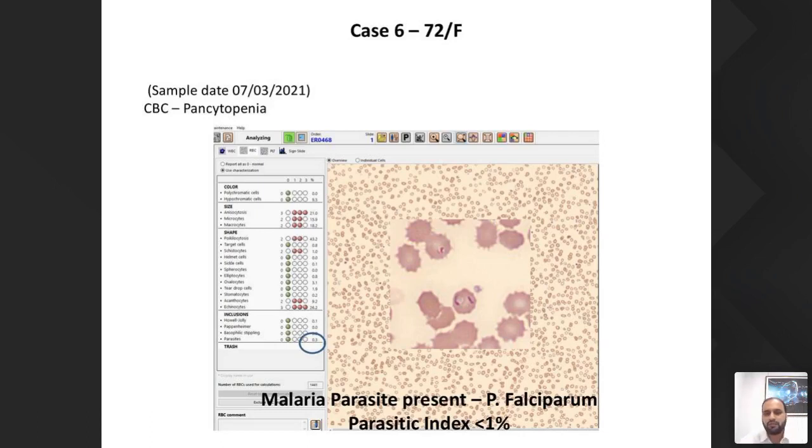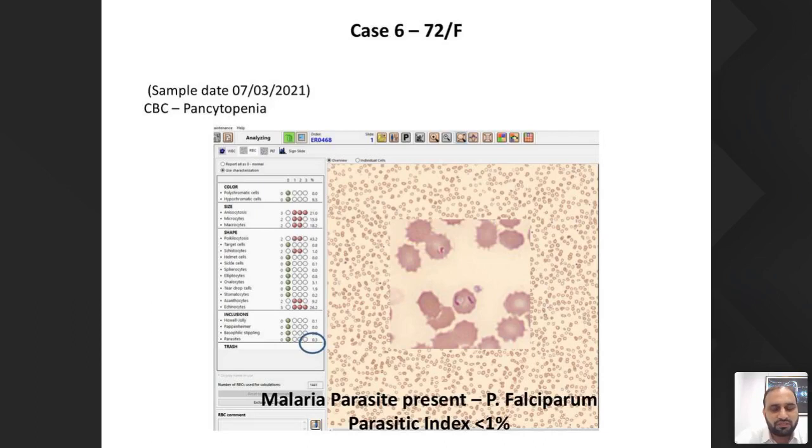And we reported it as Plasmodium falciparum, with a parasitic index of less than 1%. And as you can see, this was pancytopenia, an elderly female, falciparum. It was important for me to immediately contact the doctor, let him know that there is malaria.